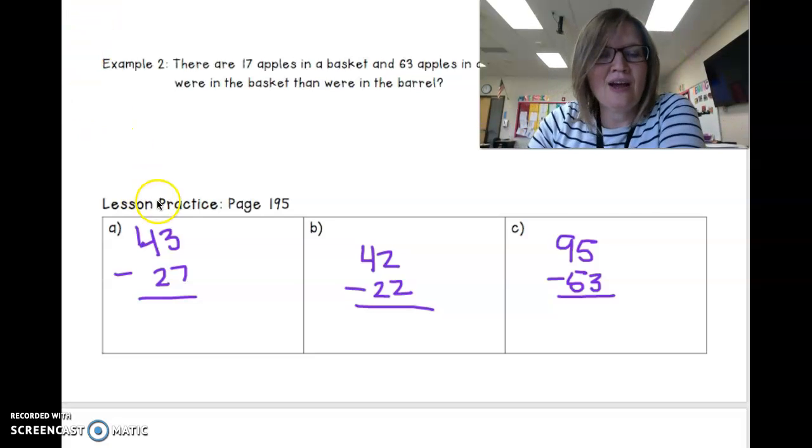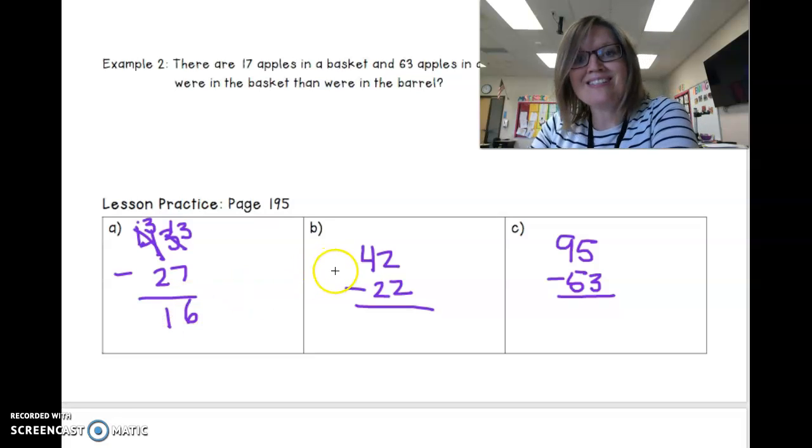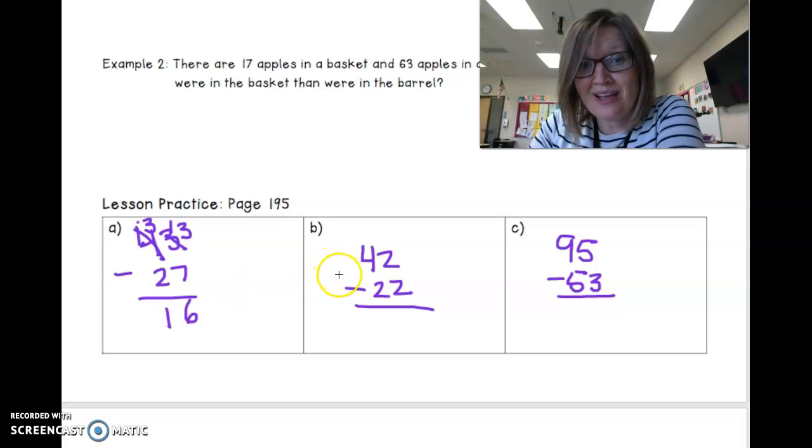And so this is how we've set this up. We take our 43 and we subtract 27 from it. And because 3 minus 7 is not going to work, we've got to regroup. 3, and we say 13. 13 minus 7 is 6. 3 minus 2 is 1. So 43 is 16 more than 27.